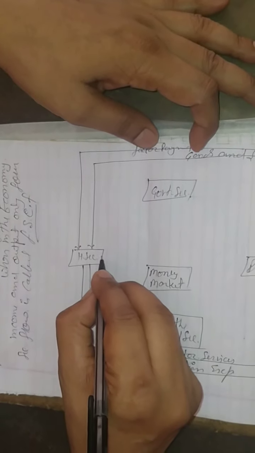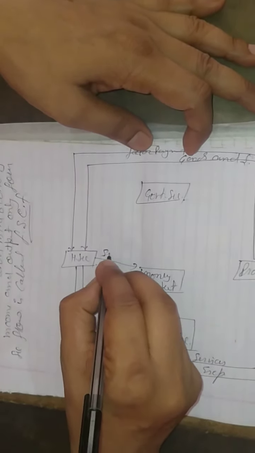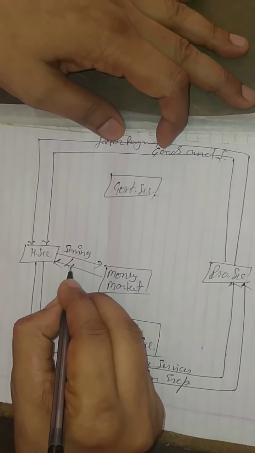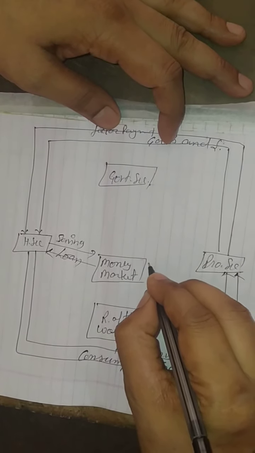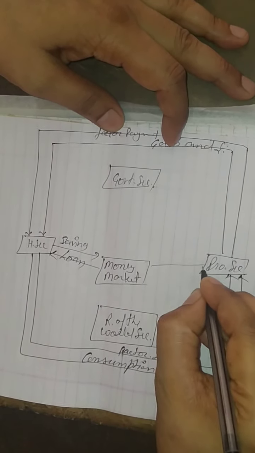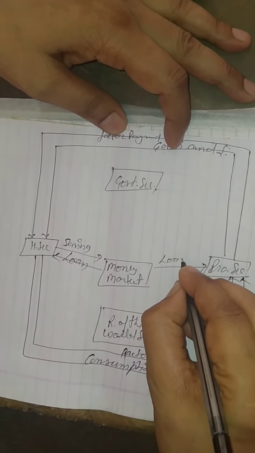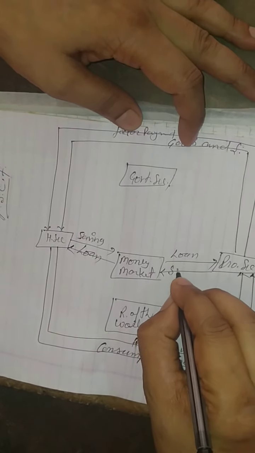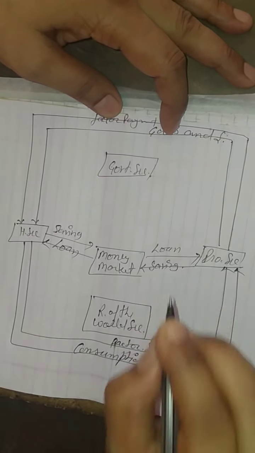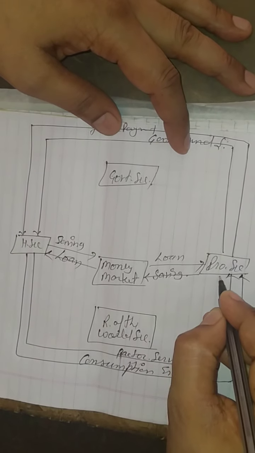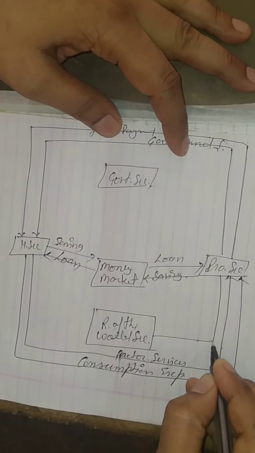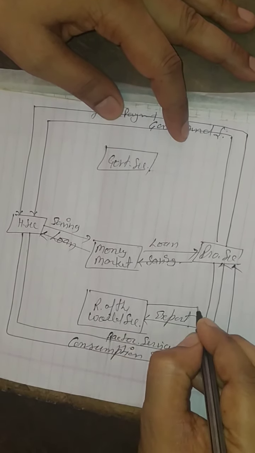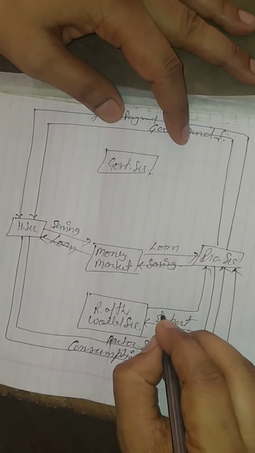Household sector save some money, deposit in money market. Household sector receive some loan from money market. Production sector receive some loan from money market, and production sector paid some savings or deposit in money market. Production sector export some amount to rest of the world sector and receive some import from rest of the world sector.